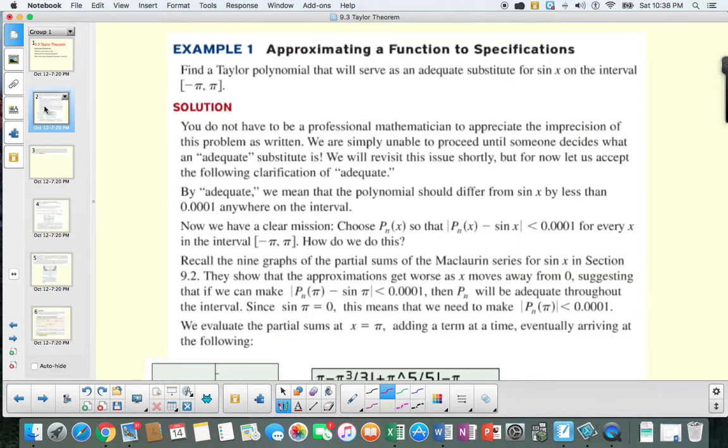Now that we know how to find a Taylor polynomial for functions, and especially sine of x, let's talk about how accurate we are. We want to find a good substitute for sine of x in the interval from negative pi to pi. How many terms do we need in order to meet that accuracy? Now, what is accuracy? It's going to be the difference between the Taylor polynomial and the function, and we're going to set some kind of tolerance. How close do we want these to be?